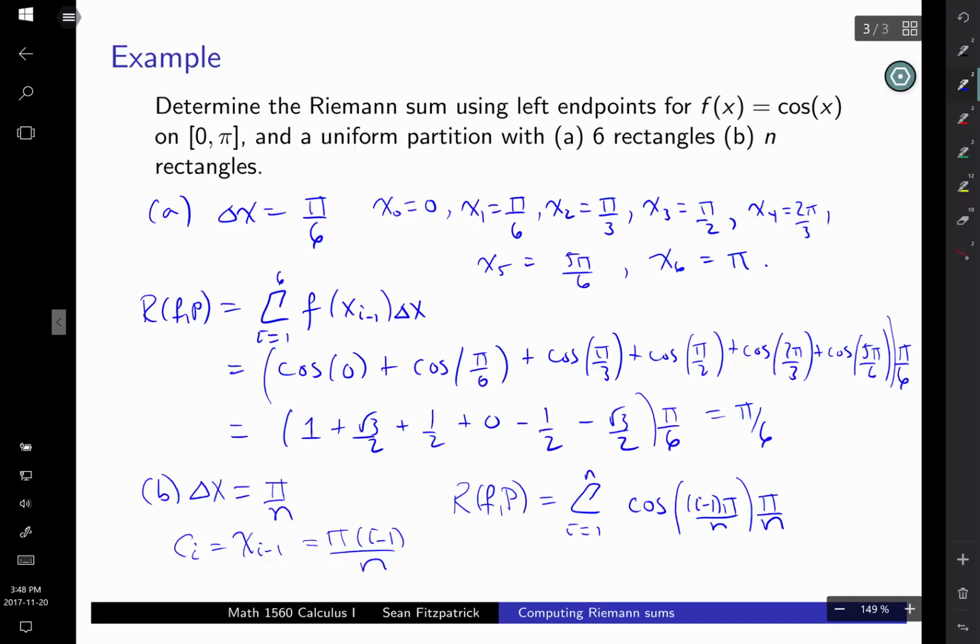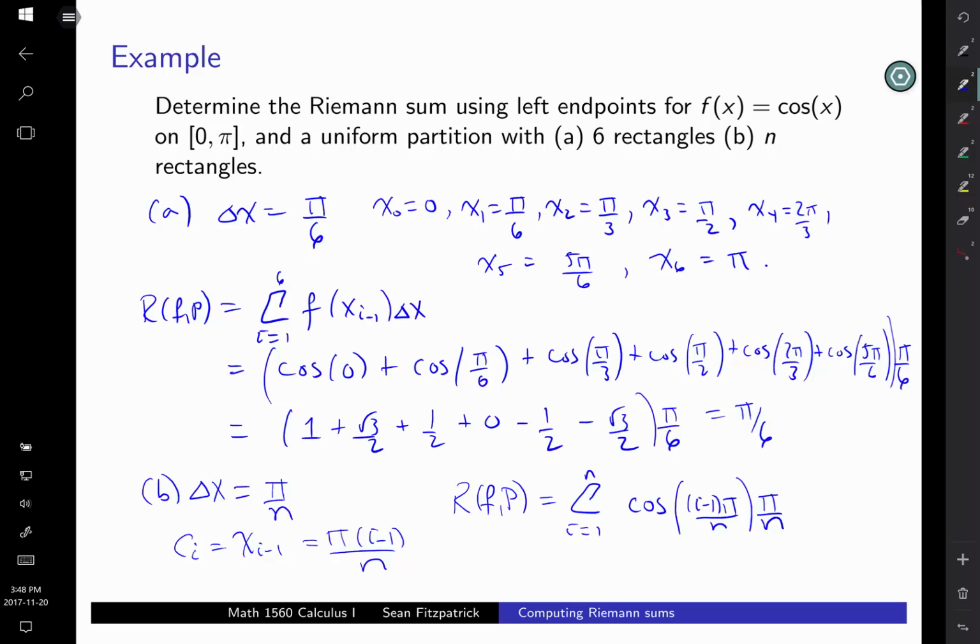6 rectangles turned out to be a special case where I could evaluate cosine at each of those points, and things actually simplified quite a bit. In most cases, I'm going to be stuck. There's not much I'm going to be able to do if n is, say, like 100 or 200 or 1,000. There's not much I can do to simplify that sum.